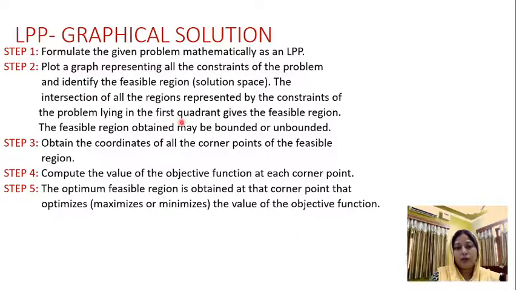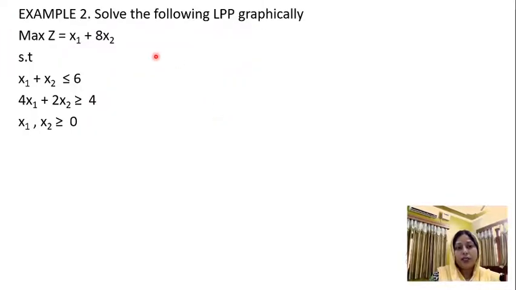So why do we need to concentrate on the first quadrant only? This is because of the feasible alternatives or non-negative restrictions that we have, xi greater than or equal to 0 for all i. So this is an example. Maximize z equals x1 plus 8x2 subject to the constraints x1 plus x2 less than or equal to 6, 4x1 plus 2x2 greater than or equal to 4, x1, x2 greater than or equal to 0.